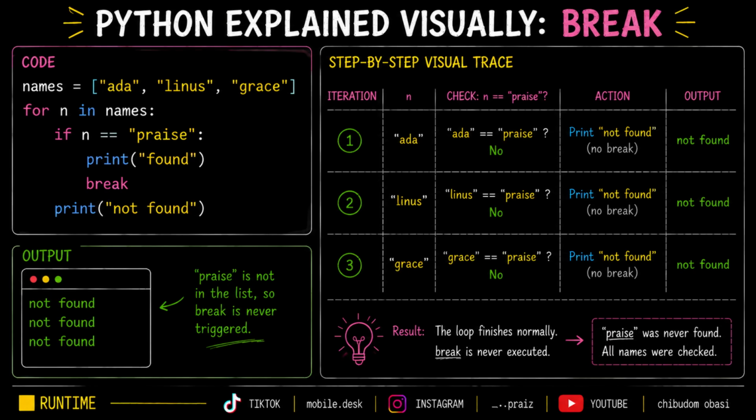This is a short list we're working with, so it may be harder to visualize. But just imagine you had a list of students in a class of like 100 students. You wanted to look through that list and find a name called Praise.